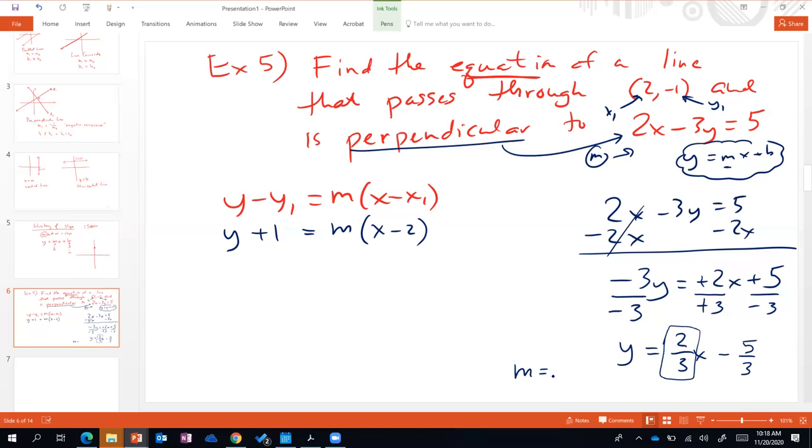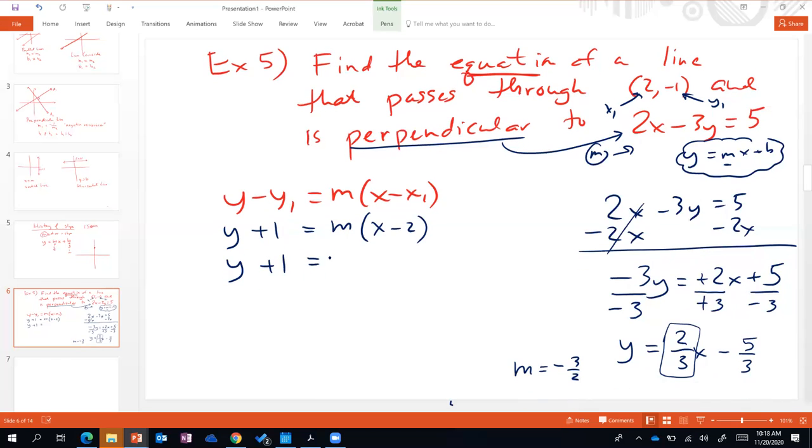I go with -3/2, right? Positive 2/3, opposite would be a negative, right? And then the reciprocal just means you flip over the top and bottom. So negative 3/2. Okay, I got what I need. Let me plug it in. Y plus 1 is equal to -3/2 x minus 2. Your job, if you choose to accept it, is to solve for y on this guy.